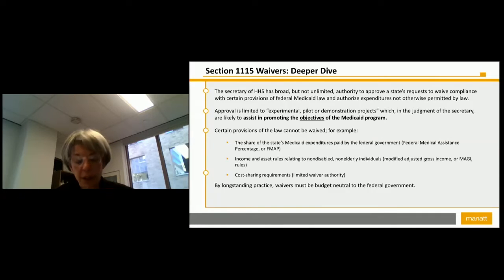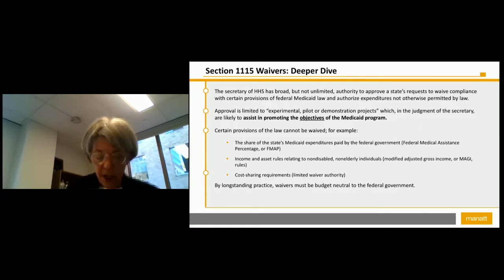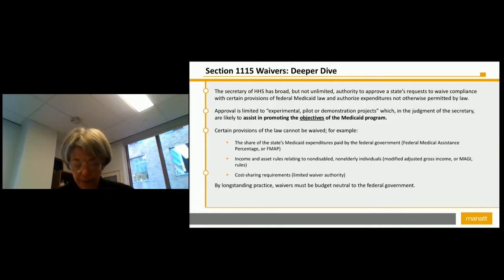An example of something that you can't waive besides FMAP is cost sharing. There's a very specific provision in the statute that allows very limited, so I shouldn't say they can't be waived, but very limited authority for the Secretary of HHS to waive the statutory cost sharing rules.